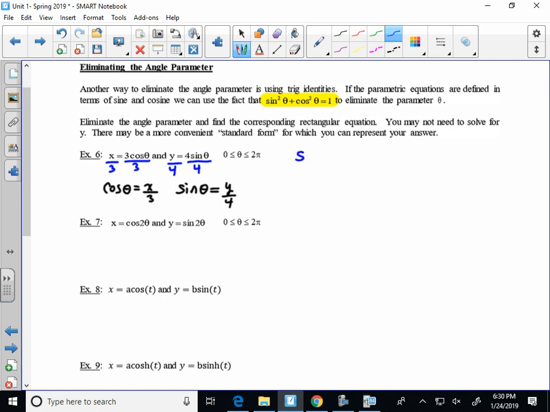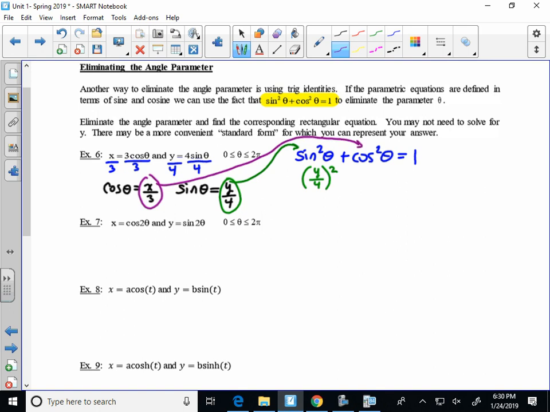If I know that sine squared theta plus cosine squared theta is equal to 1, and I know sine of theta is the same as y over 4, I could do y over 4 as a quantity squared. If I know that cosine of theta is the same as x over 3, I could say x over 3 as a quantity squared. And this is a pre-calc strikes again situation. I'll clean it up and get it into its standard form.